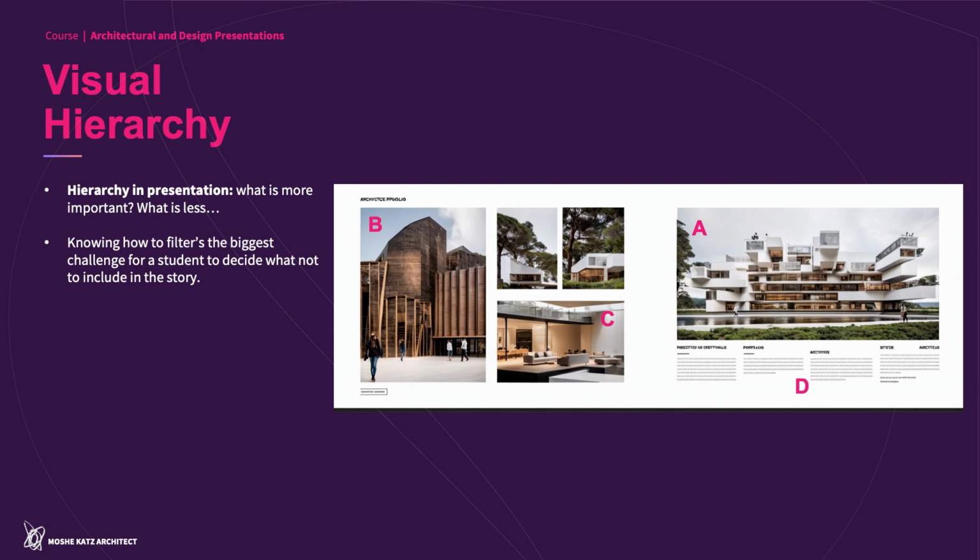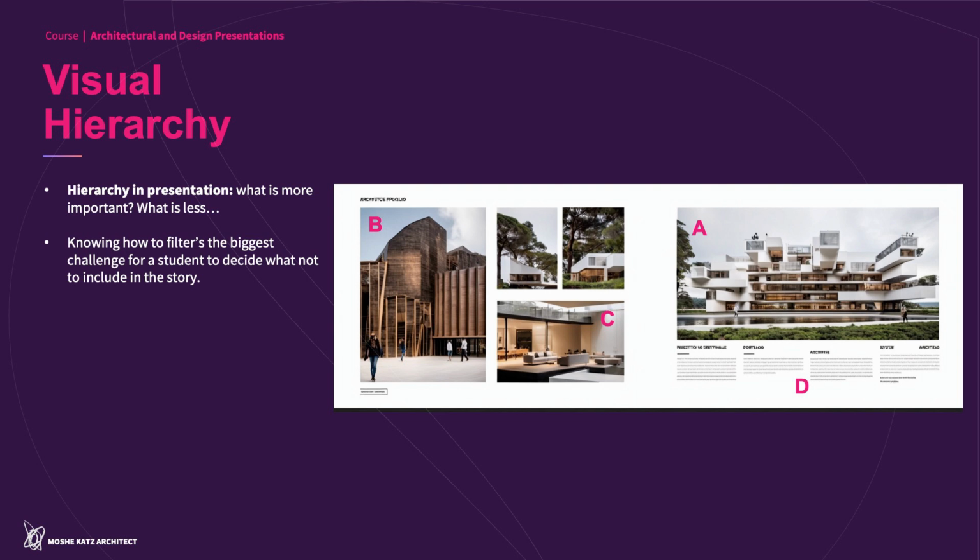A visual hierarchy in a presentation is actually the choice of what is more important and what is less important. Based on that filter, this is how we present our information, the size of the images. The most important images have the biggest size, the less important have the smaller size. Same thing with the symbols, text, and so on. The most important text is bigger, the less important is smaller.